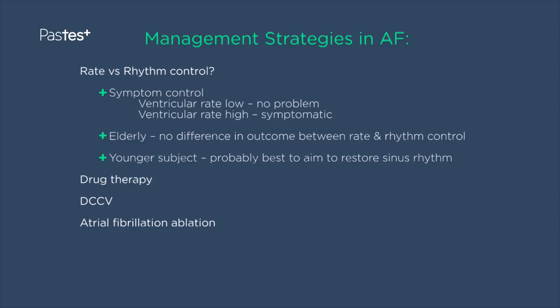Often the choice of drug therapy is superseded by DC cardioversion. This is often a very simple route and very, very successful in restoring sinus rhythm to patients who have an underlying atrial irregularity. The third option is atrial fibrillation ablation. This is an electrophysiological technique where catheters are passed through the veins in the leg up to the heart and ablation is performed. This can be very, very successful in patients, although frequently requires repeat procedures.